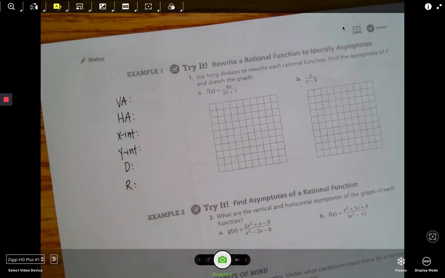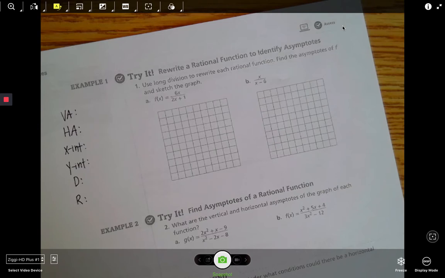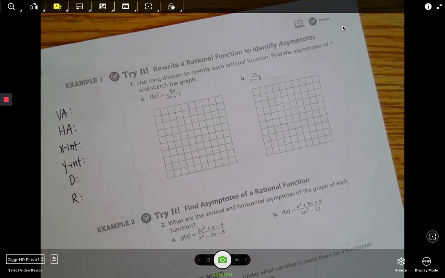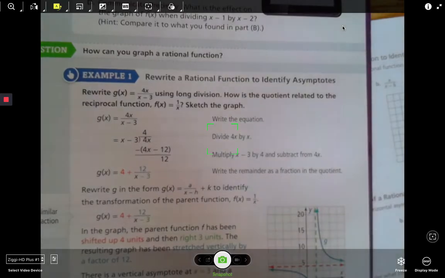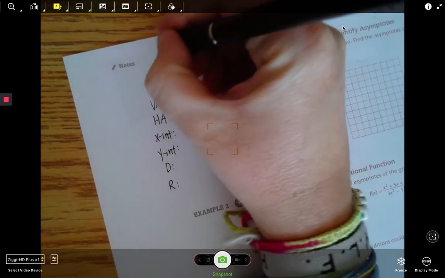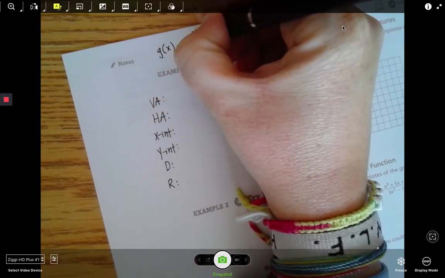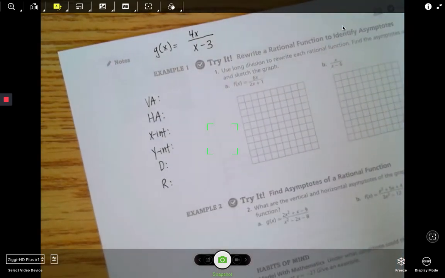But before we do that, I'm going to get an equation out of the book here, and I'm going to write it at the top. Just so you see where I'm getting it, I'm going to use this equation right here so that we can look at a few different things. So I'm going to write g of x is equal to 4x over x minus 3.